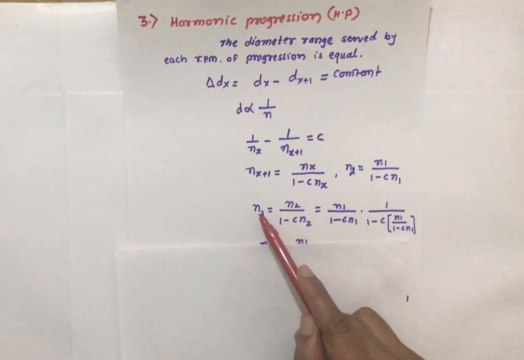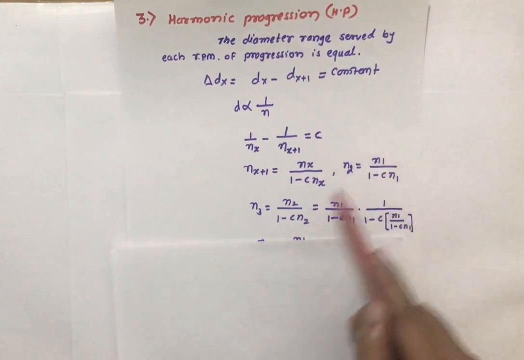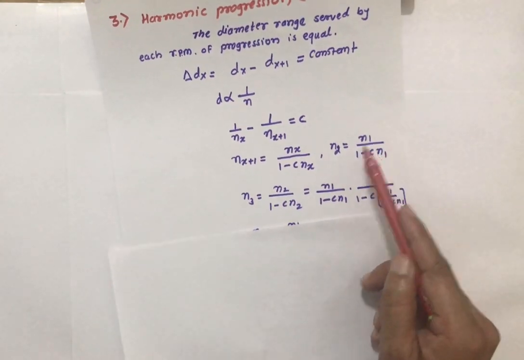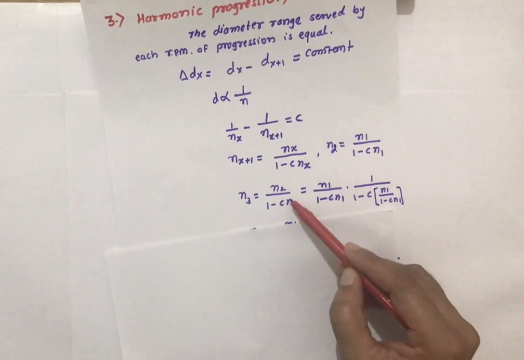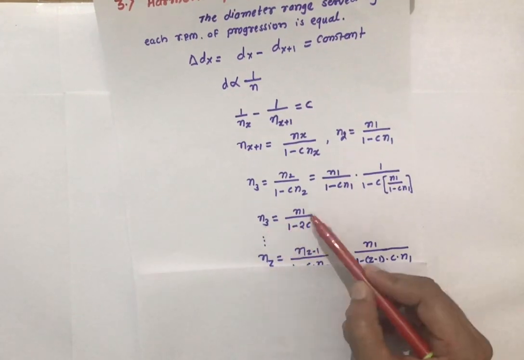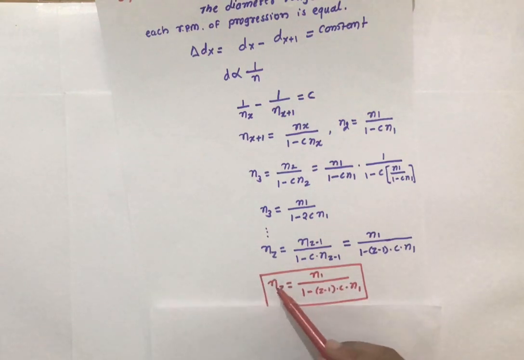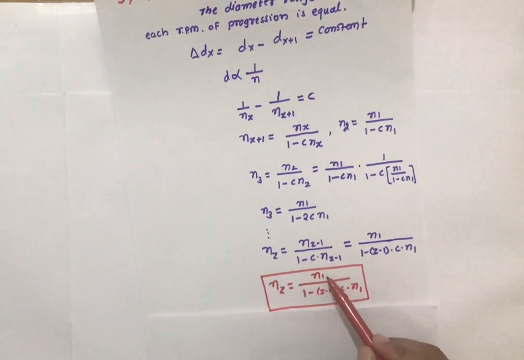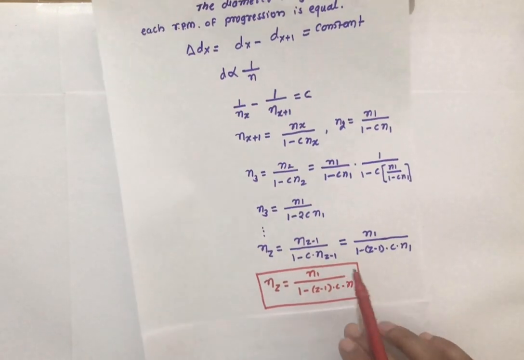Similarly n3 becomes n2 upon 1 minus c n2. So put the n2 value from here, n1 upon 1 minus c n1, again in n2. So we will get a generalized formula, n3 is equal to n1 upon 1 minus 2c n1. So the generalized formula is nz is equal to n1 upon 1 minus z minus 1 into c into n1. This is the harmonic progression.